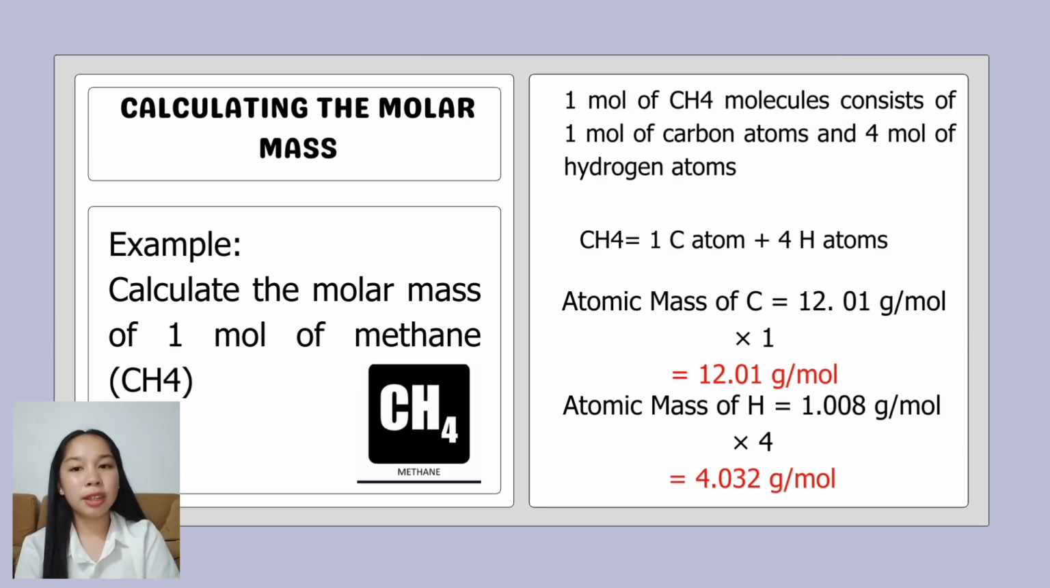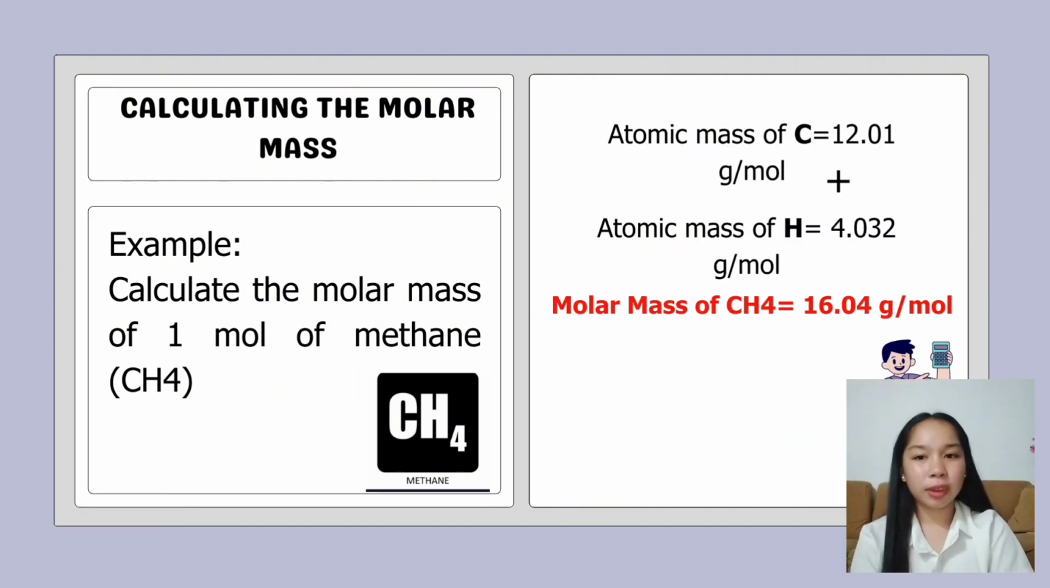So, in methane, there is 1 carbon atom and 4 hydrogen atoms. Hydrogen has a mass of 1.008 grams per mole. Multiply that by 4. Carbon has a mass of 12.01 grams per mole. When we add carbon's mass and hydrogen's total mass, we get 16.04 grams per mole for methane.